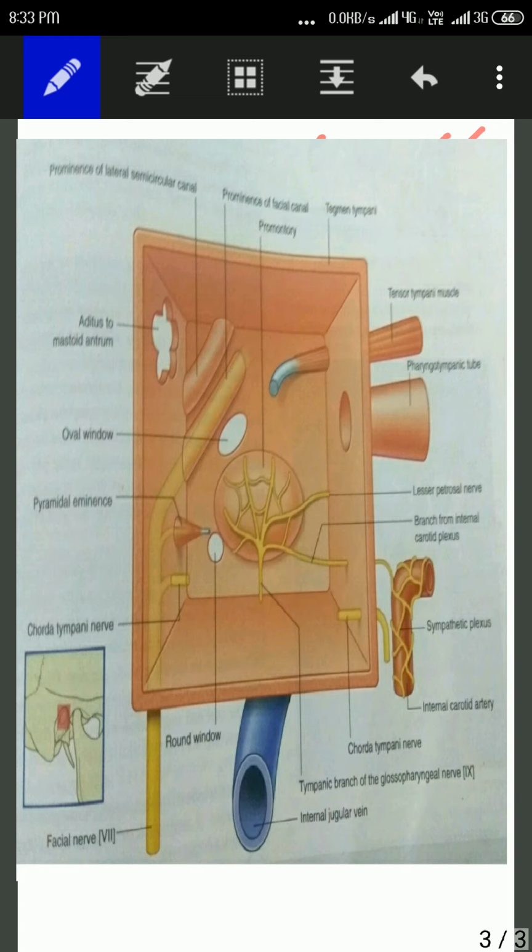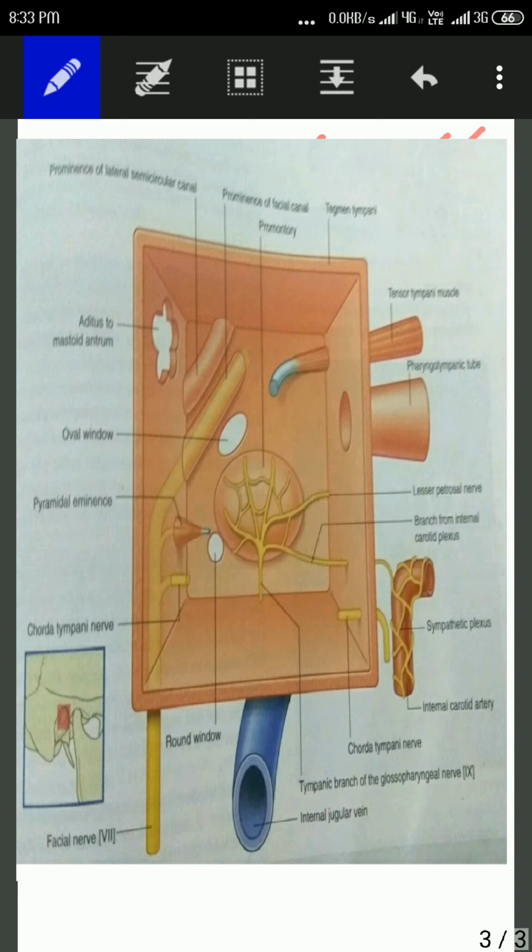Further, already I have told you that there are 3 semicircular canals: anterior, posterior and lateral. The lateral semicircular canal prominence is seen in the medial wall of the middle ear, as we can see here. This is the prominence of the lateral semicircular canal. Further, in the medial wall we can also see 2 windows. This is the oval window, this is the round window. This oval window and round window are going to connect our middle ear to the internal ear.